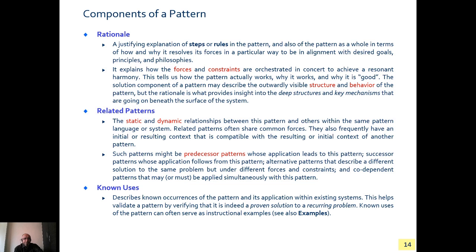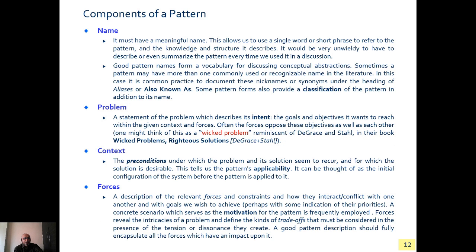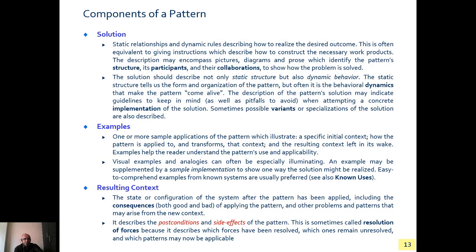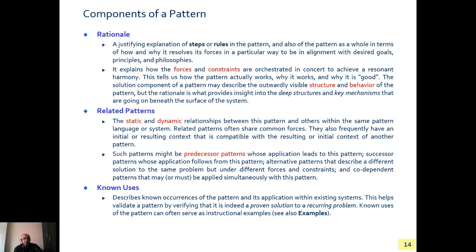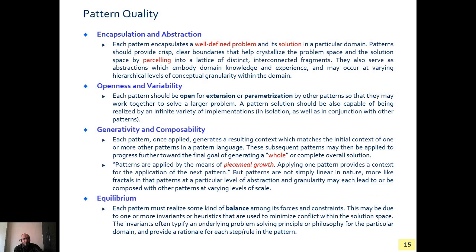So just to recap, we have name, problem, context, forces, solution, examples, resulting context, rationale, related patterns, and known uses. These are around 12 points, I hope, with which a pattern is described. In the GOF book, these 12 things were indicated.